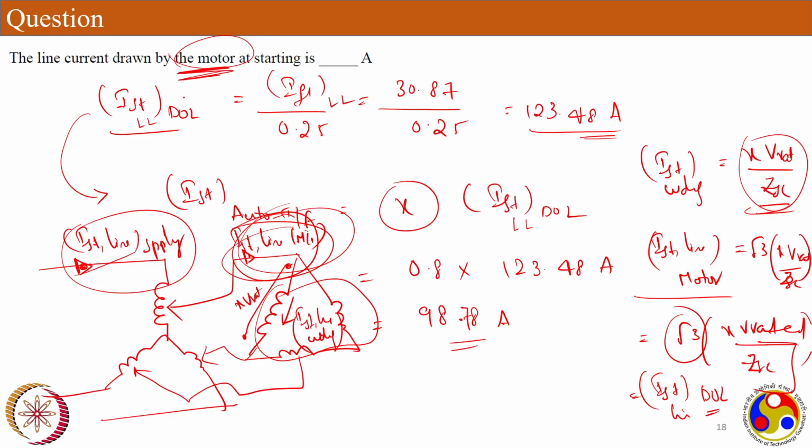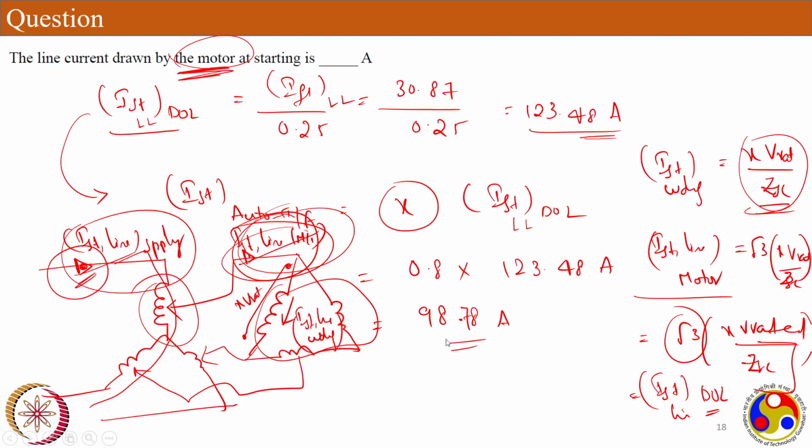Can we say that it is the current drawn from the auto transformer? Current drawn by the auto transformer. That could mean the supply current, because after supply there is immediately your auto transformer. So first the current, whatever is supplied by the supply, will go to the auto transformer windings, and then part of it will go to the motor. Okay, okay.